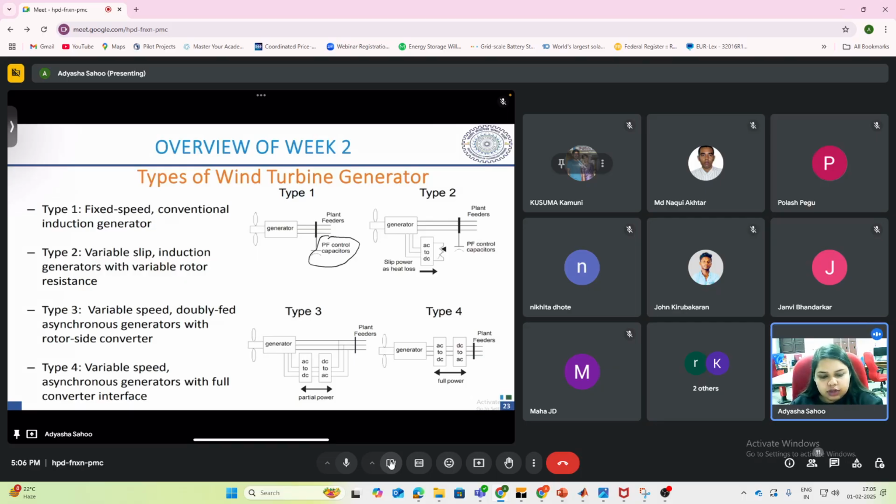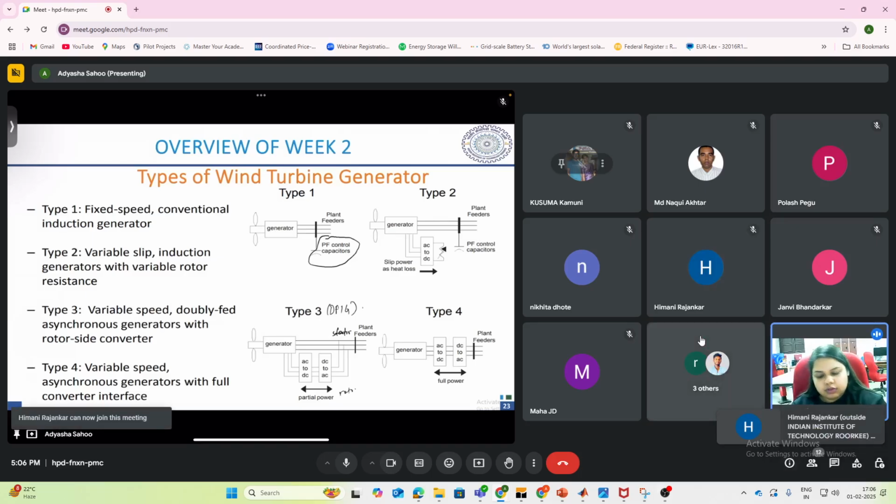And then next we had the variable slip induction generators. By varying the rotor resistance, basically you can vary the speed. This was the type 2 type of wind generator. Then in the type 3, which is basically the DFIG, doubly fed induction generator, here the power from the stator side is fed back to the rotor through the help of these converters.